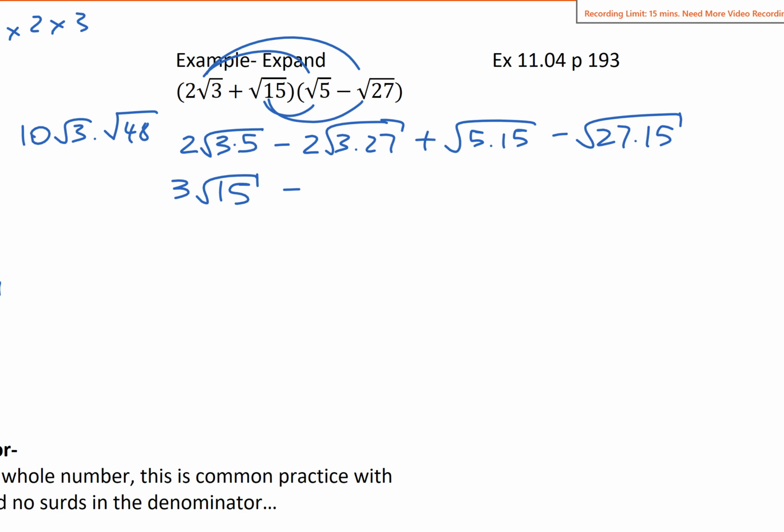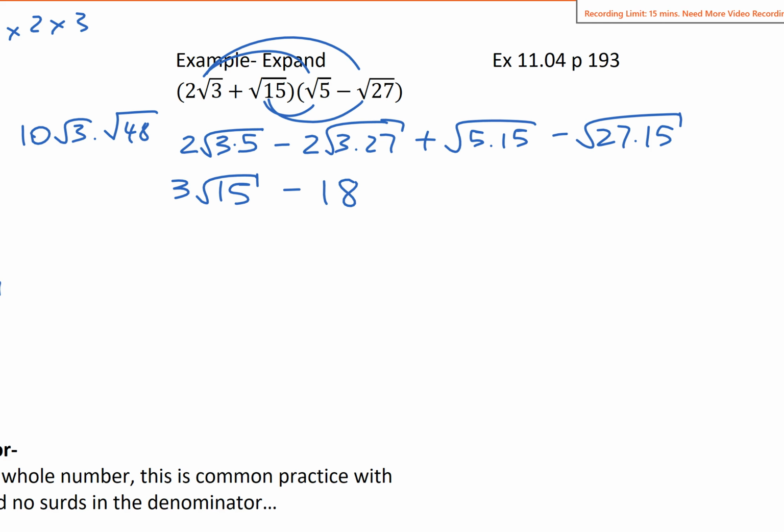That's 9 times 3, isn't it? What's 3 times 27? 81, which is 3 to the power of 4, 9 squared. Minus 9 squared. So that's just 18. Happy with what I just did there?